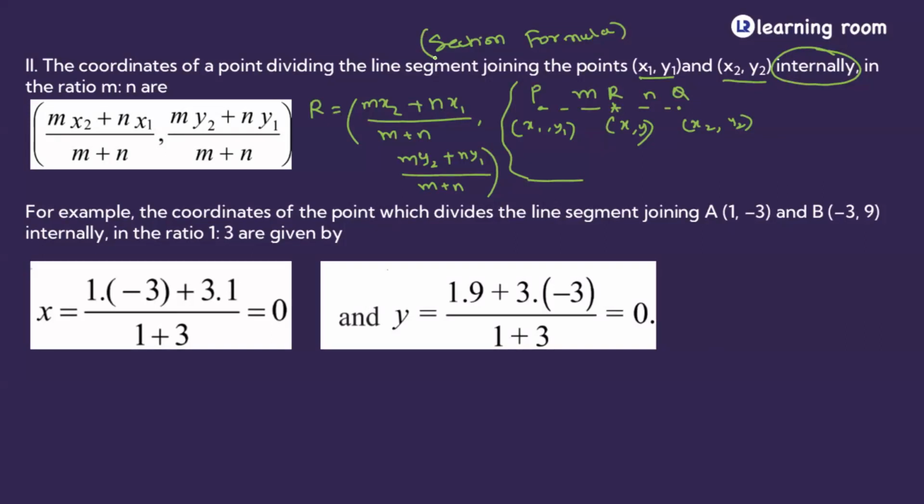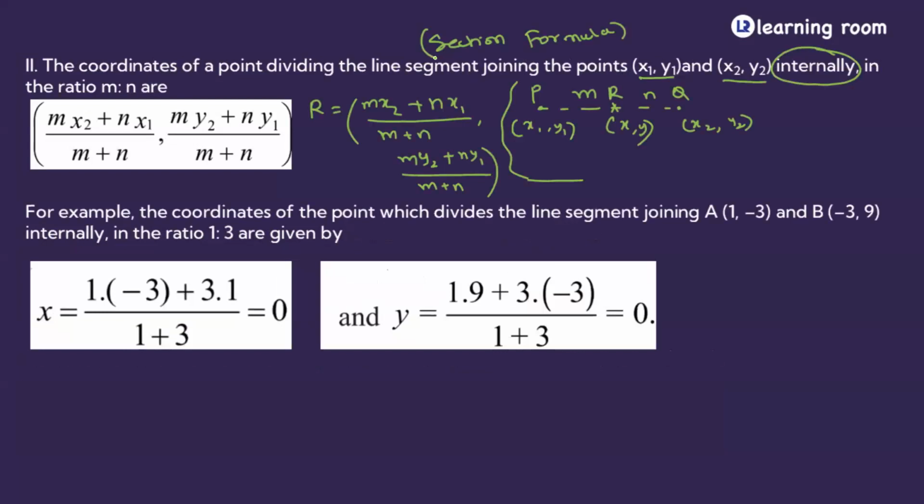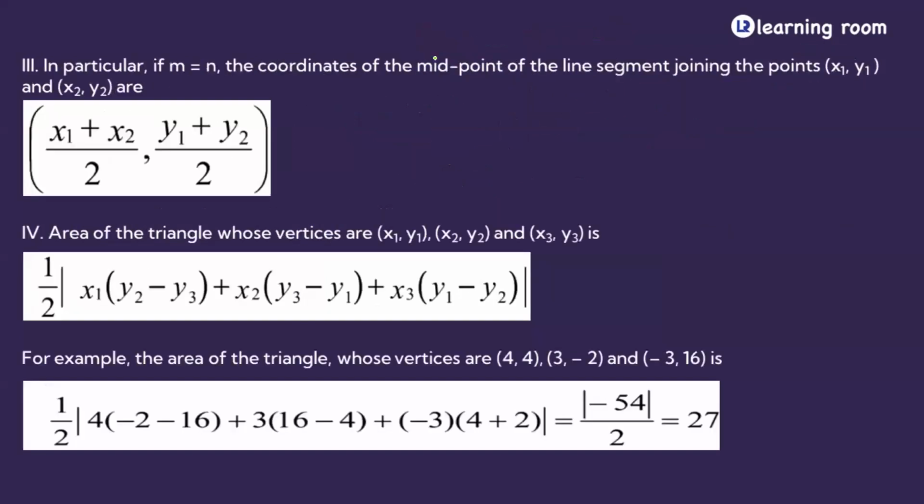Now, there are a few other formulae I have learned. One is called the midpoint formula. What does the midpoint formula state? It will be (x1 plus x2) by 2 and (y1 plus y2) by 2. How will you get it? When you take the midpoint, m and n will be 1 is to 1. So when you put m as 1 and n as 1, what will you get in the denominator? (x1 plus x2) by 2 and (y1 plus y2) by 2.